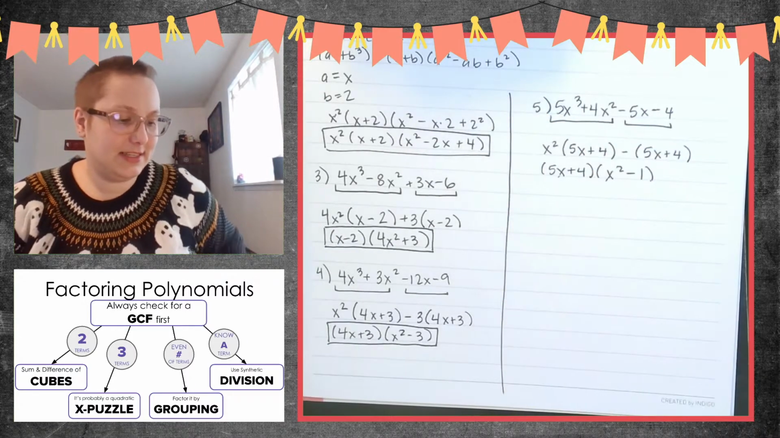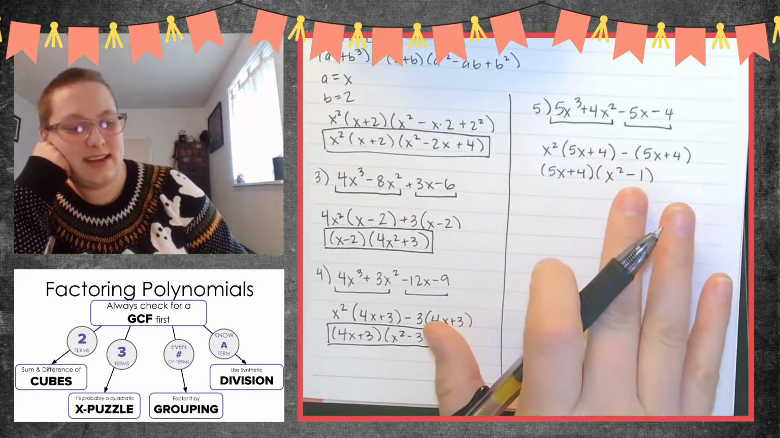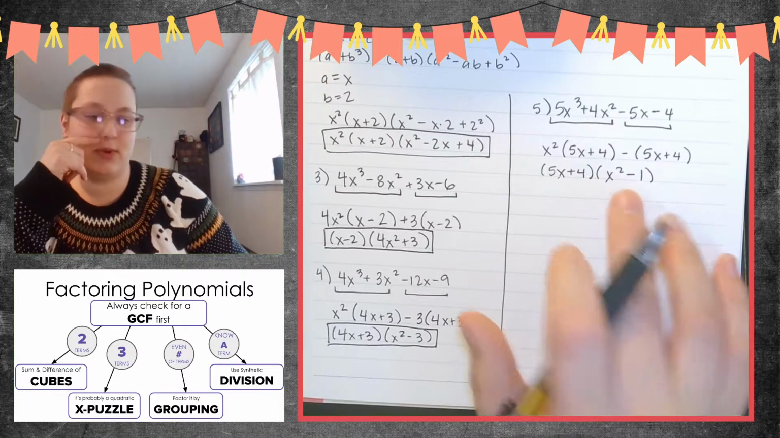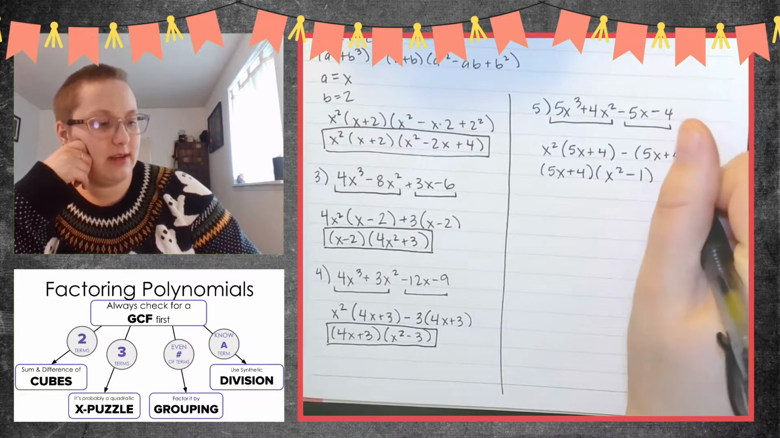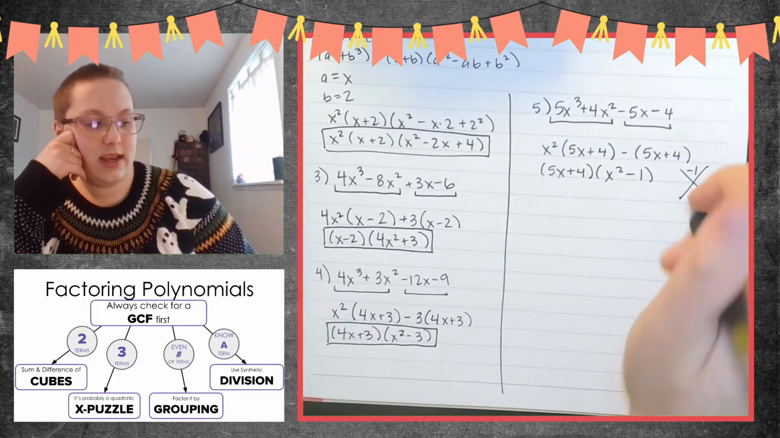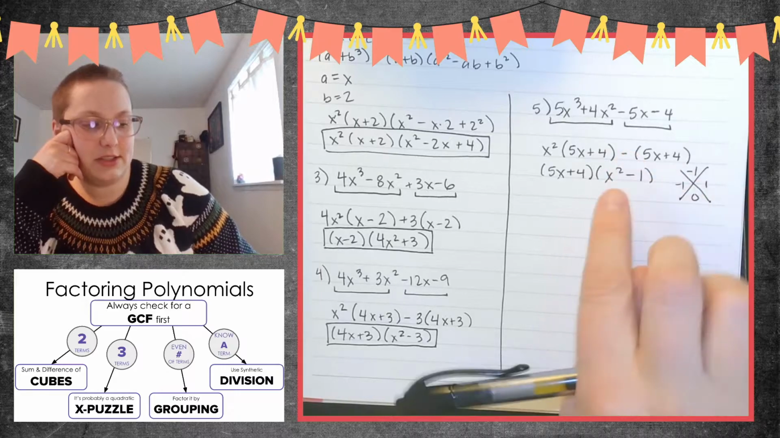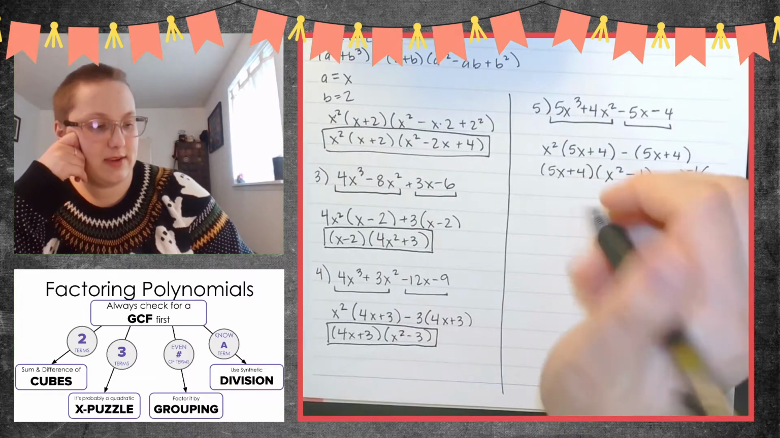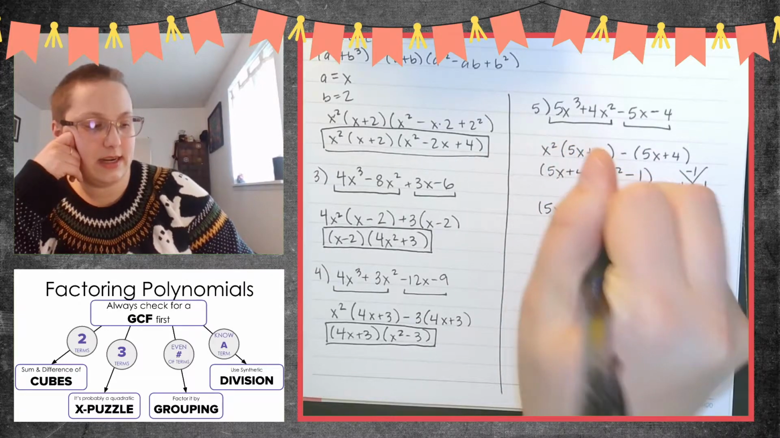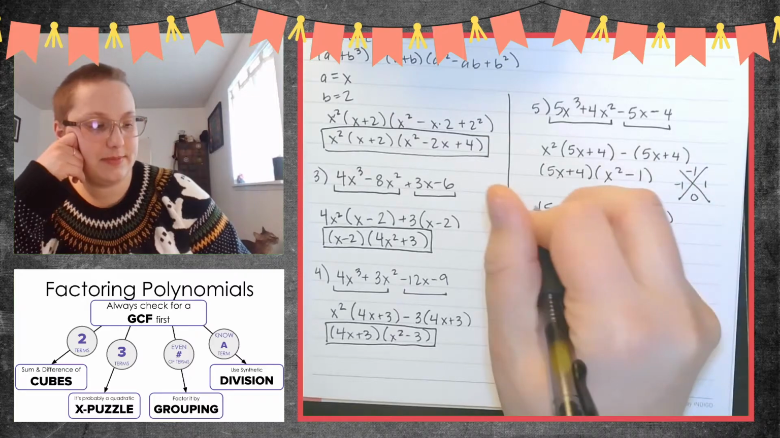Remember earlier when I said you had to double check to see if you could factor this one? It's because you can actually factor this. This is a quadratic where x squared and minus 1 are both squareds. So I can do an x puzzle with -1 on top and 0 on bottom. And that would be -1 and +1. So this part is actually x minus 1, x plus 1. So what my answer is 5x plus 4 times x plus 1 and x minus 1.